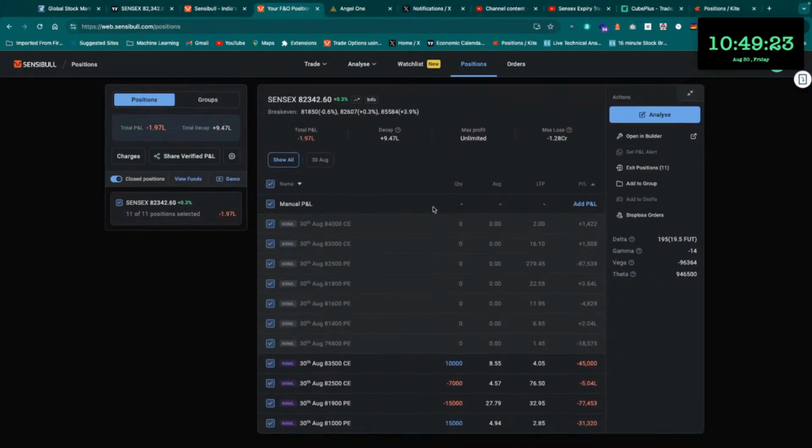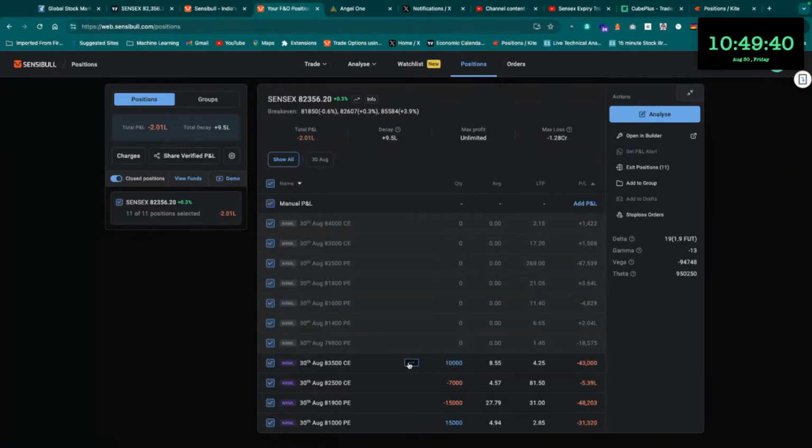Again, I am not planning to do any other trades today. The plan is to exit today with the 5 lakhs losses, the max. But if I'm able to get some green, that's absolutely a bonus. But right now I can take about 5 lakhs losses.